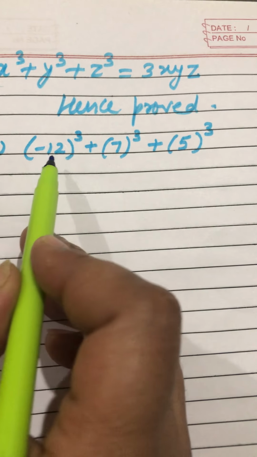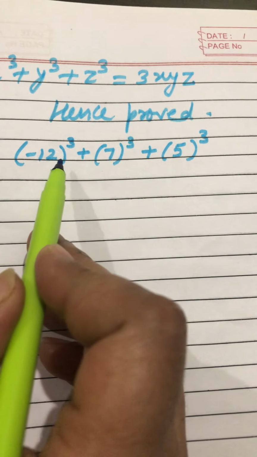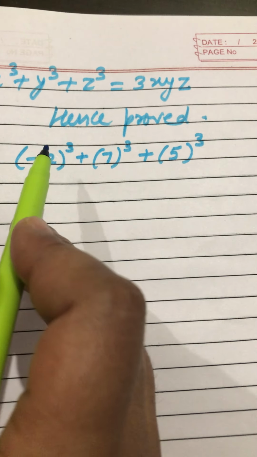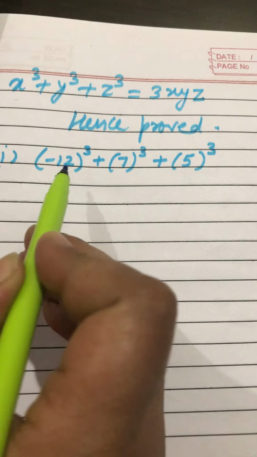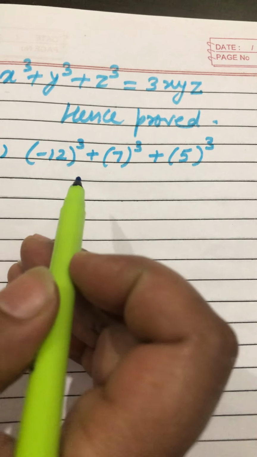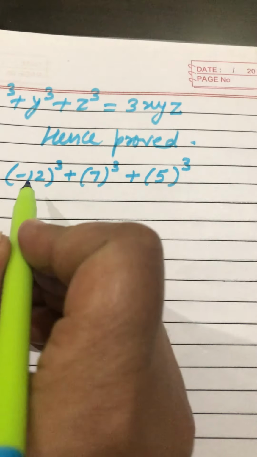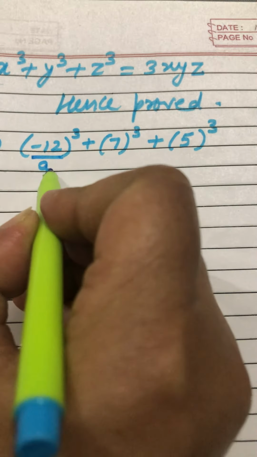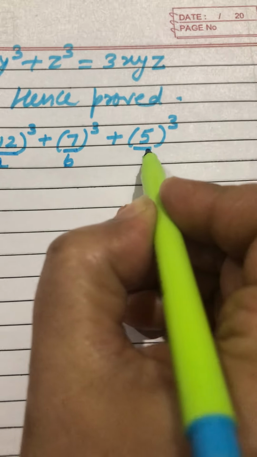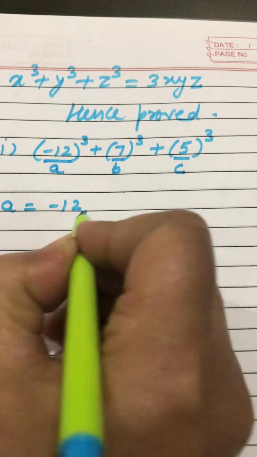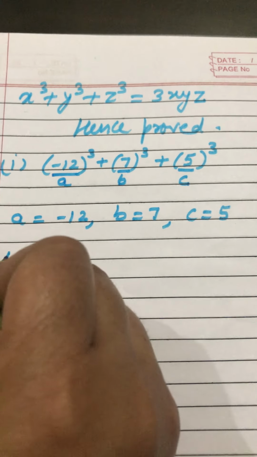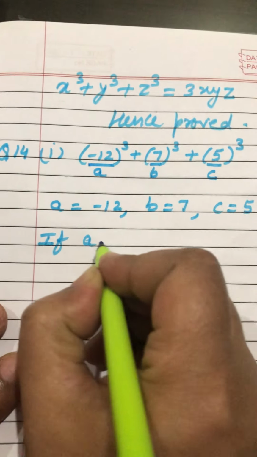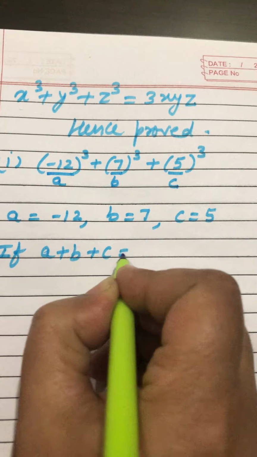Here we are not supposed to find the cubes and just add them, but we have to solve them without actually calculating the cubes. It means we have to use the identity. Let us take A as minus 12, B as 7 and C as 5. Let us check if A plus B plus C is coming 0.